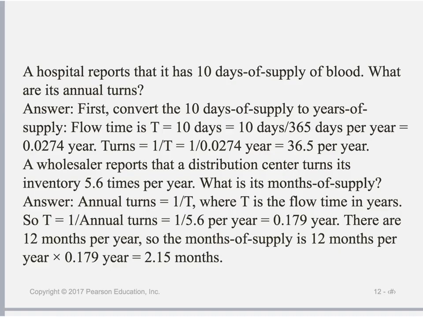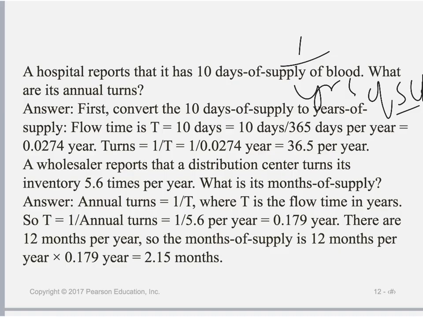Is it your annual demand? Not your annual demand, sorry. Your years of supply. So here it's 1 over the years of supply to get the turn. So it's 10 days over 365. No, sorry. 1 over 0.0274 years to give you 36.5 times per year. I don't think I'll ask you that on a test, but it's good to know.